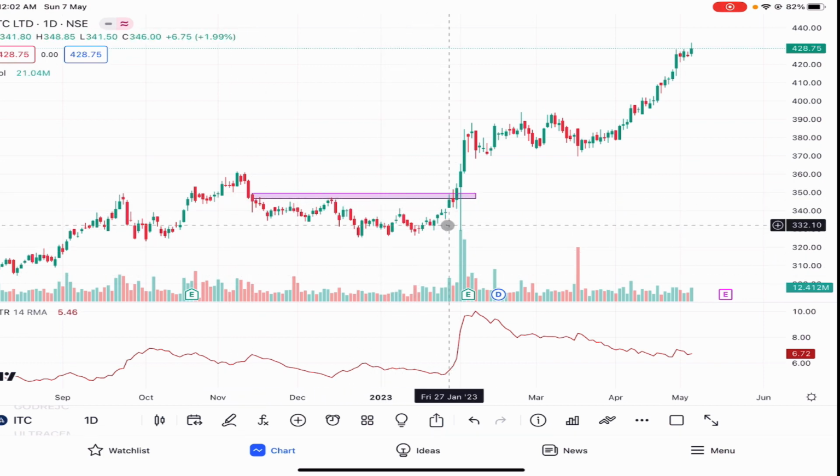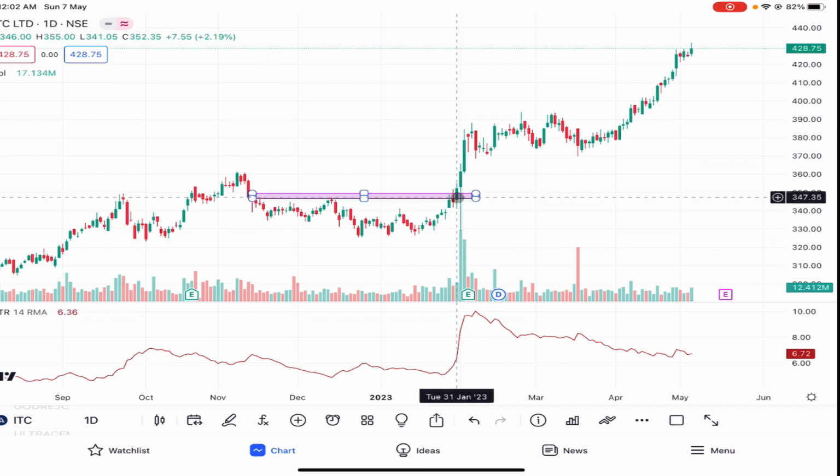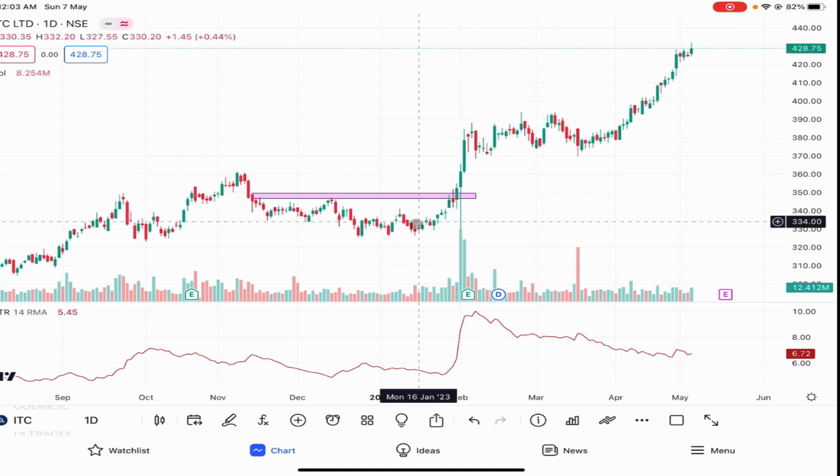So here I didn't get the close, but in this candle, 31st Jan 2023, you can see that my stock gave me a breakout and a closing. How am I going to confirm it with ATR? Look at ATR over here.